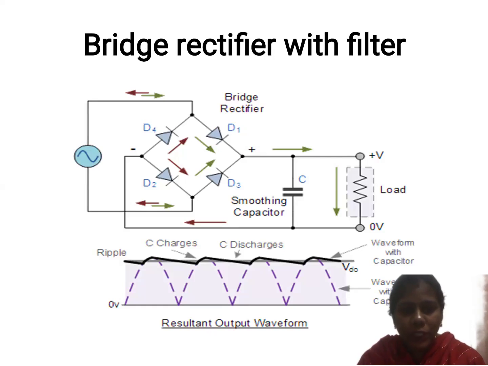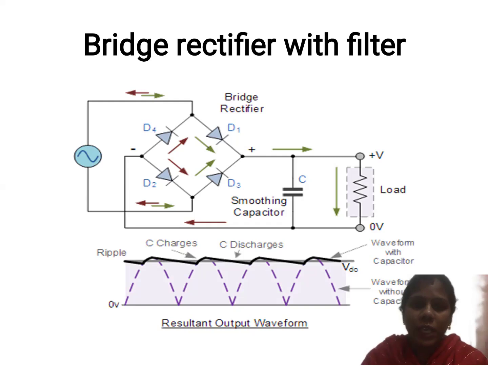Whenever the output voltage of the full wave rectifier is at its maximum, the capacitor is going to be charging. Whenever the voltage is decreasing, the capacitor is also going to be discharging. Whenever the output voltage is increasing, the capacitor voltage also increases, and whenever it discharges, the capacitor also discharges. So this is the resultant output waveform, and you can see clearly the charging and discharging waveforms of the capacitor.